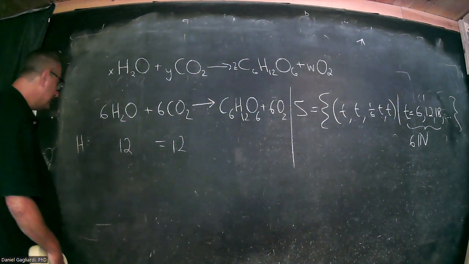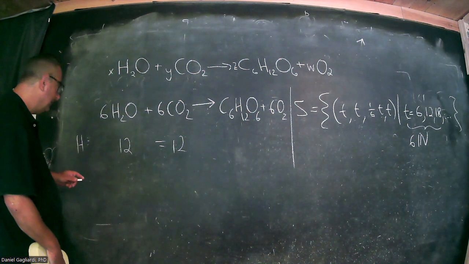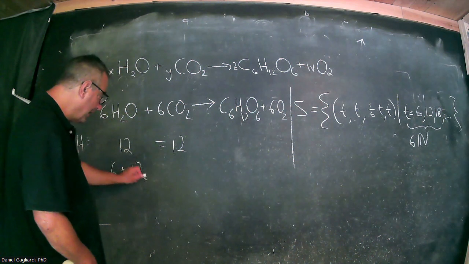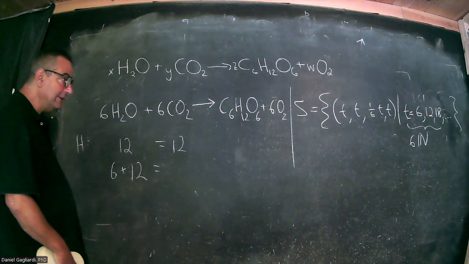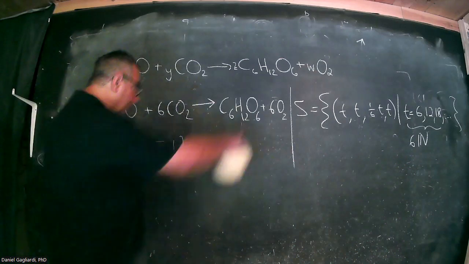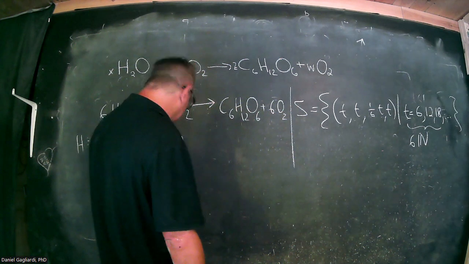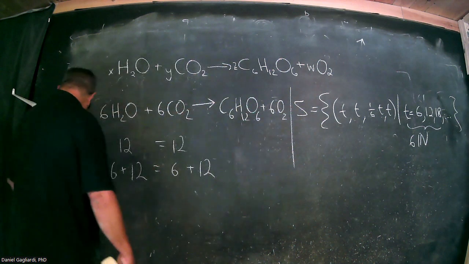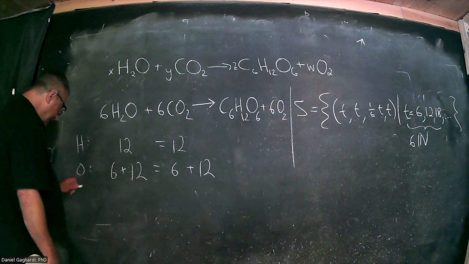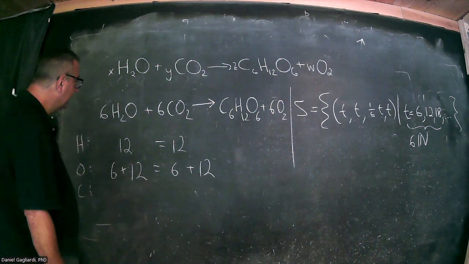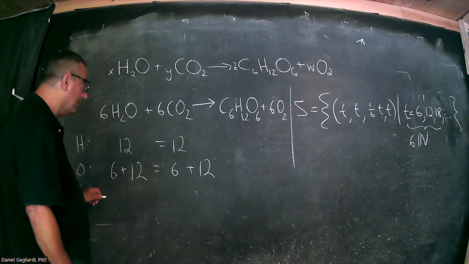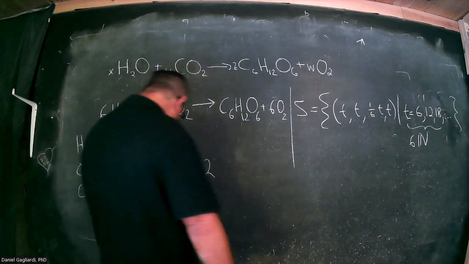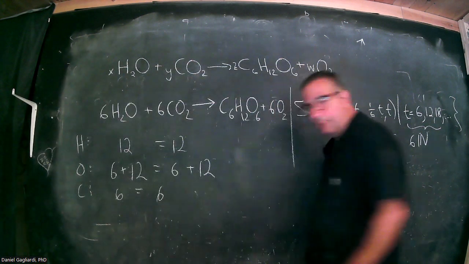Let's look at the oxygens. How many oxygens do we have on the left side? We have 6 plus 12, so we have 18. Hopefully there's 18 oxygens on the right-hand side. From here we get 6, from the sugar we get 6, and from the 6 oxygen gases we get 12. So voila, the oxygens balance as well. And what about the carbons? We have 6 carbons on the left-hand side, and 6 carbons on the right-hand side. And so the chemical equation balances.